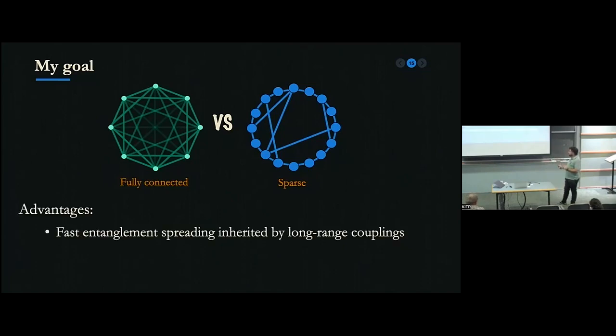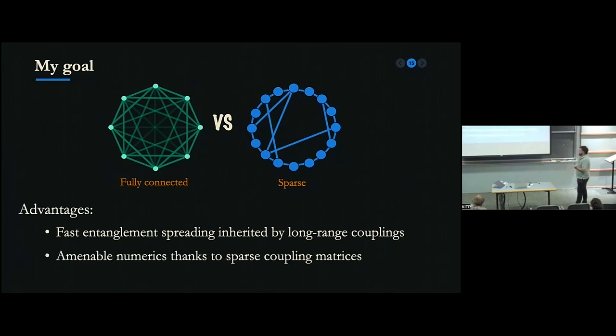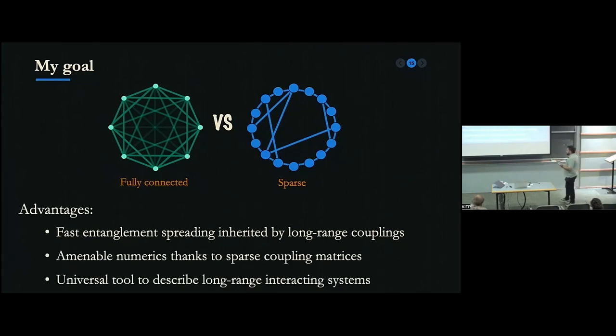So it has the same transport properties. It's enough to have these few long-range links to still give you the transport properties that we all like and cherish. Fast entanglement, fast information spreading.